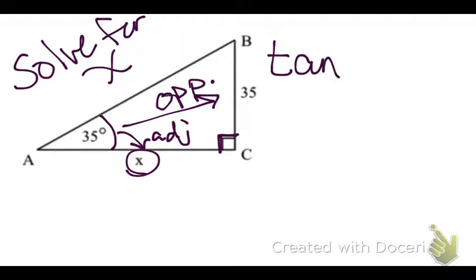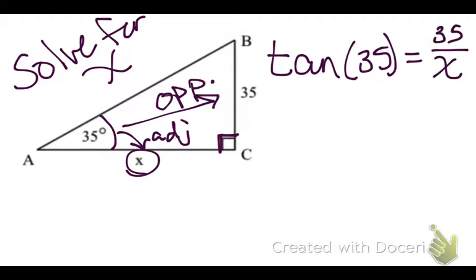So I'd set it up, tangent of 35 degrees equals 35 over x. Now to get x out of the denominator, I have to multiply the entire function by x.